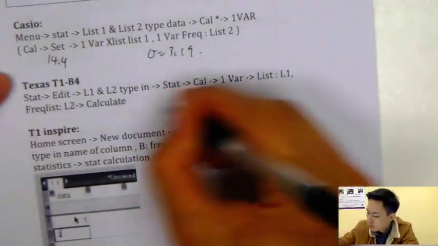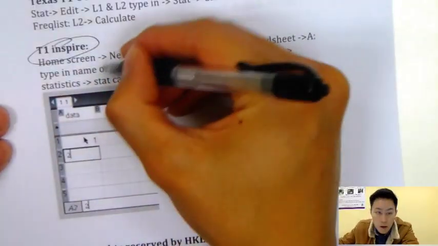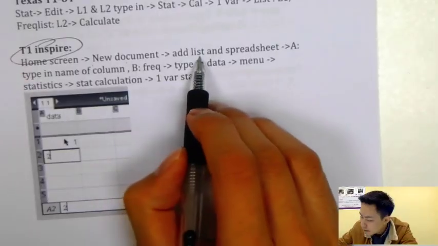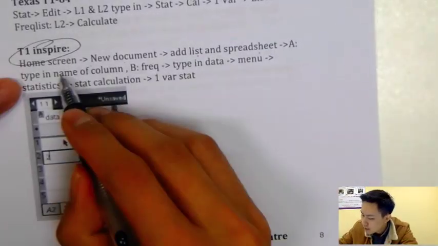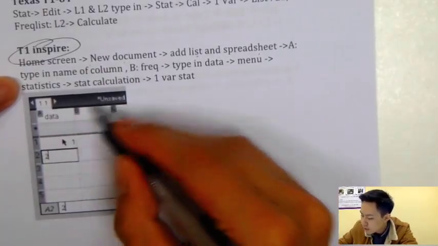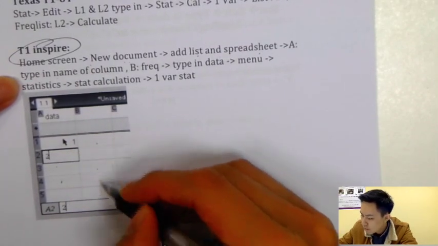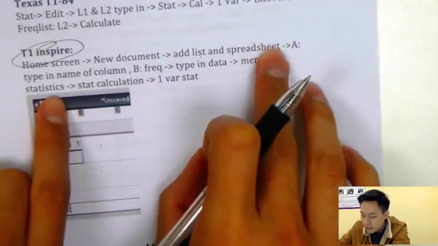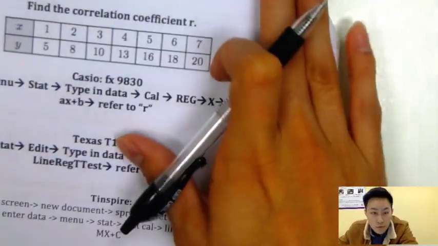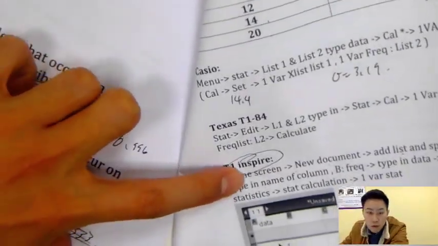So I've written out all the process for you for TI for Texas, and TI-Nspire is the most troublesome model. You have to go to screen, and then you go to new document and lists and spreadsheet. Then in A, you type in the name for the data, and in B you type in frequency, and then you type in 12, 14, 20, 21, 12, and 10. Then you go to menu, statistics, calculation, and one variable stats. That is the most troublesome model, TI-Nspire, so I always suggest you change your model to Casio.